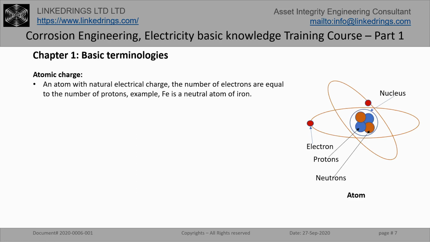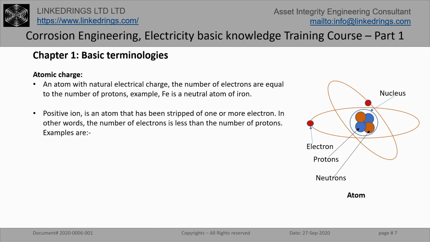An atom with neutral charge means the number of electrons is equal to the number of protons. Example, Fe is a neutral atom of iron. A positive ion is one in which the atom has been stripped of one or more electrons. In other words, the number of protons is more than the number of electrons.